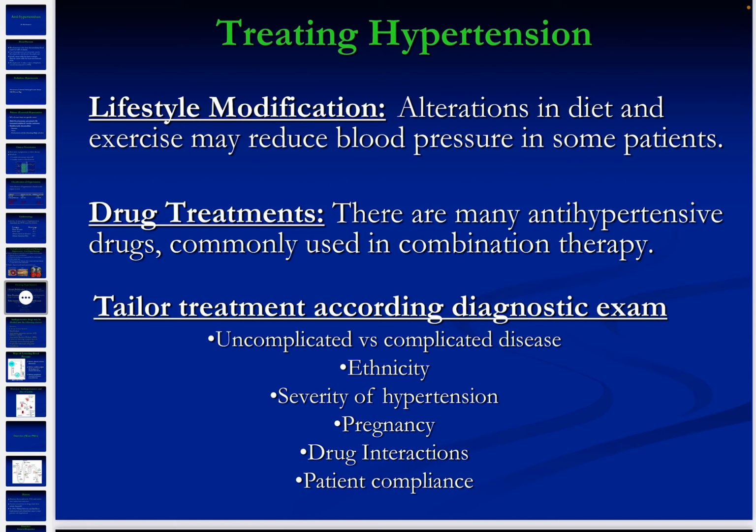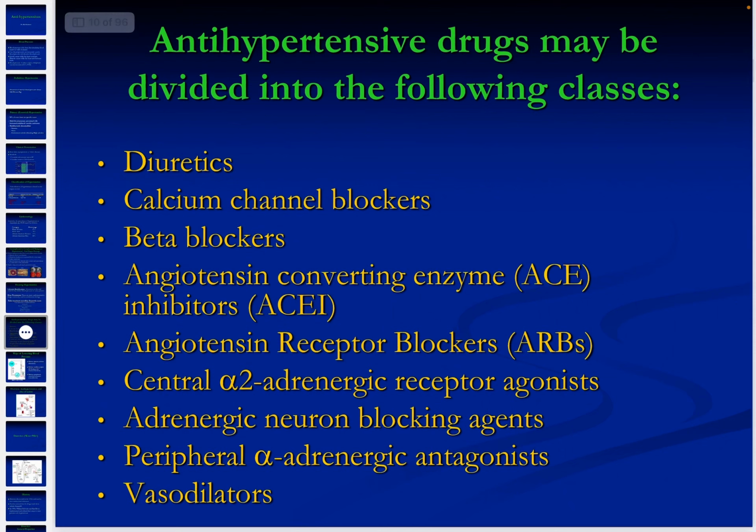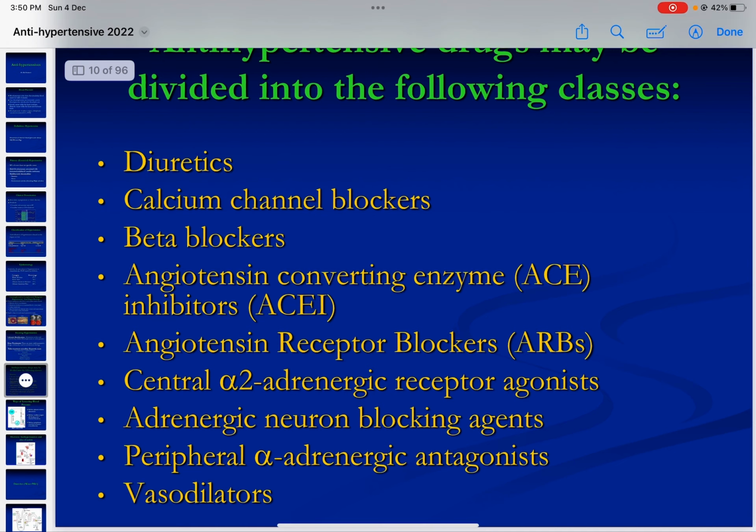And if that doesn't work, when do we do that? If we have pre-hypertension or early stages of hypertension, we have to start with certain drugs. So we're going to talk about the mechanism of action of all the drugs at first. What kind of drugs do we have? We have a lot of drugs. So we have diuretics, calcium channel blockers, beta blockers, angiotensin converting enzyme inhibitors, angiotensin receptor blockers.